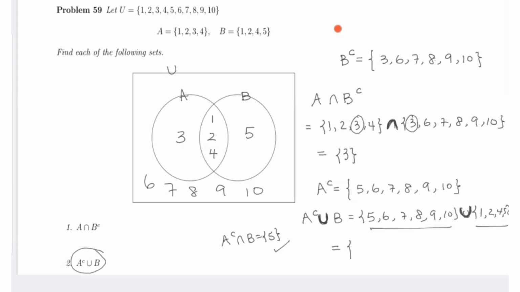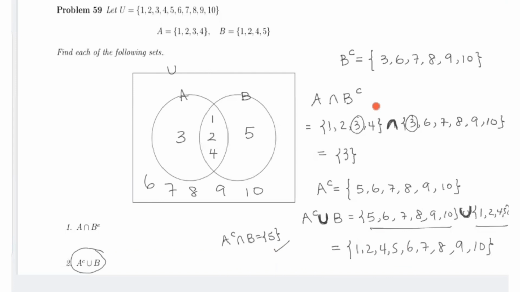Okay, Michael, what do you think? Union, everybody. I put 1, 2, 4, 5, 6, 7, 8, 9, 10. So just not 3. Okay, everybody here. Do we understand this union and intersection?